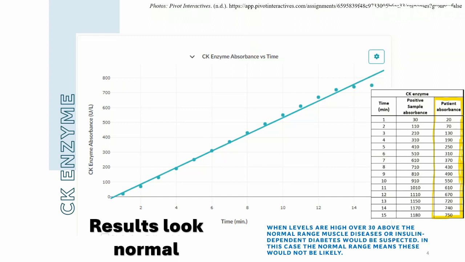The next clinical test completed was the CK enzyme absorbance over time. This test is important as when the levels are high, there is a reason to suspect muscle disease or insulin-dependent diabetes. Since the patient's results were in the normal range, these diseases would not be likely.